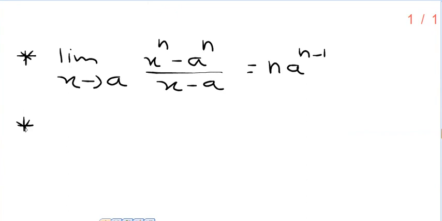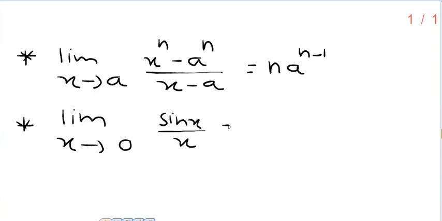After that, an important trigonometric limit, limit x tends to 0, sin x upon x equal to 1. I hope you will not argue that put x equal to 0, sin 0, 0 by 0, that is 1. No.